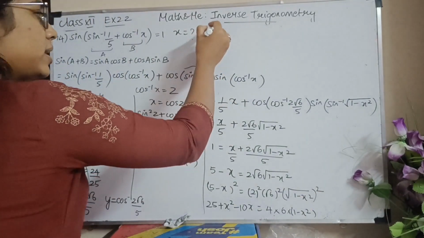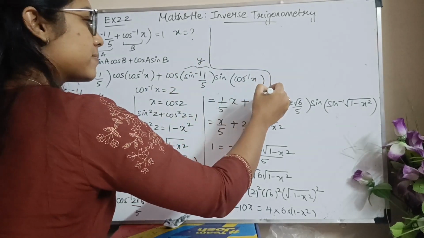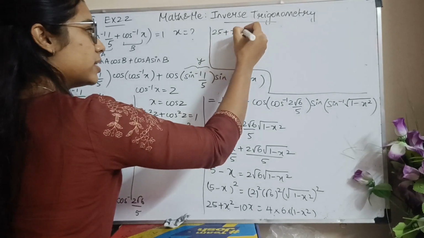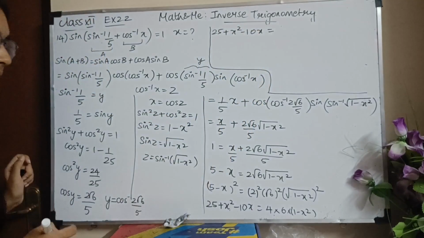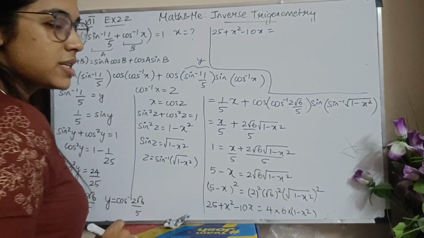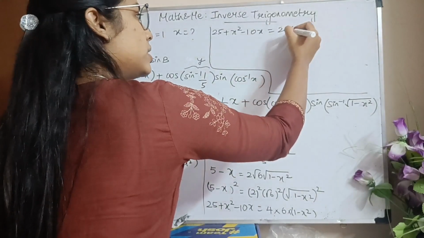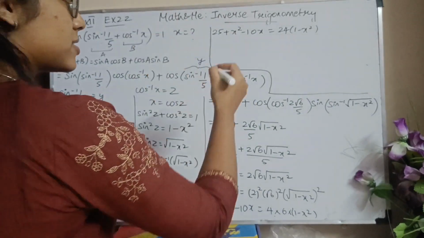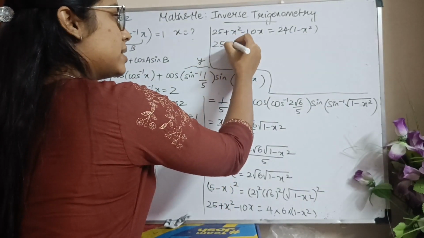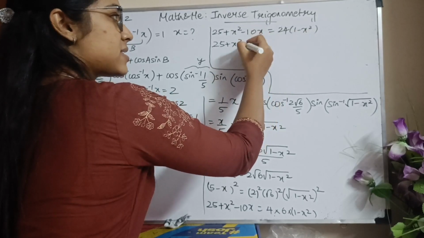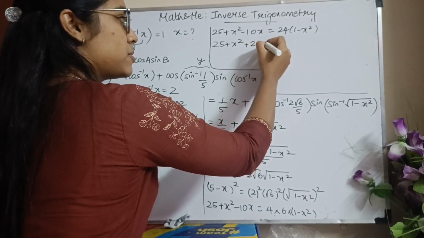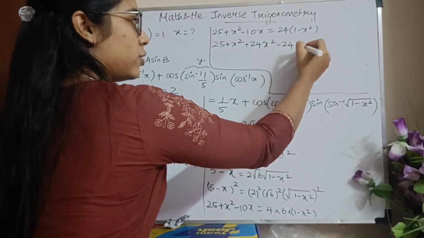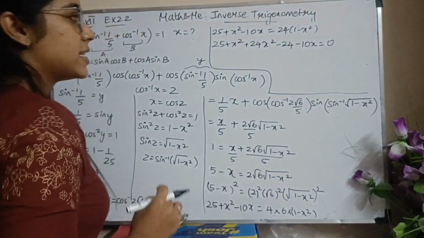Now I will continue. I'll continue it here. I'm sorry for the mess. So what do I have? 25 plus x square minus 10x equals, right hand side, 24 times 1 minus x square. I'm going to bring the x square terms to one side and the constants to the other side. So I'll have 25 plus x square minus 24x square becomes plus 24x square. Plus 24 becomes minus 24. I have a 10x on the other side. This is equal to 0.